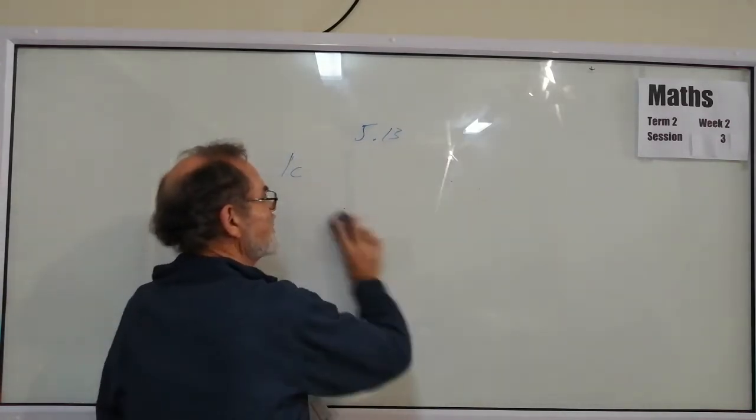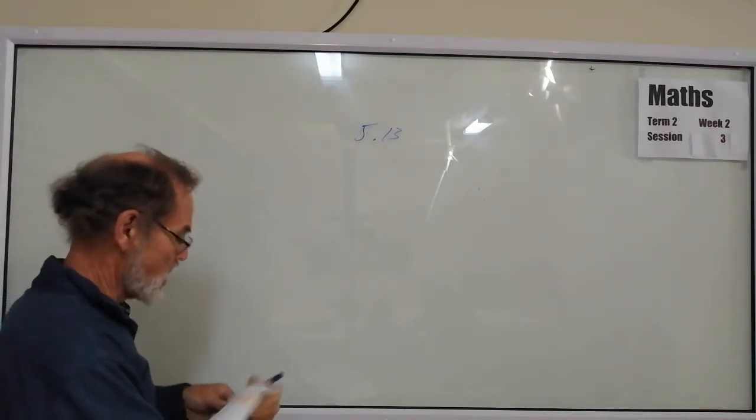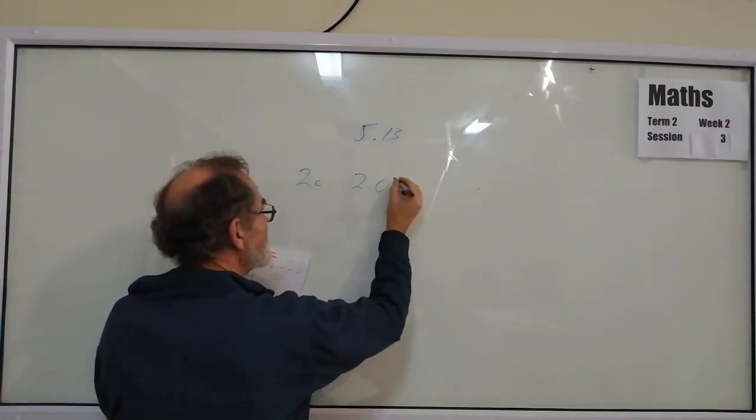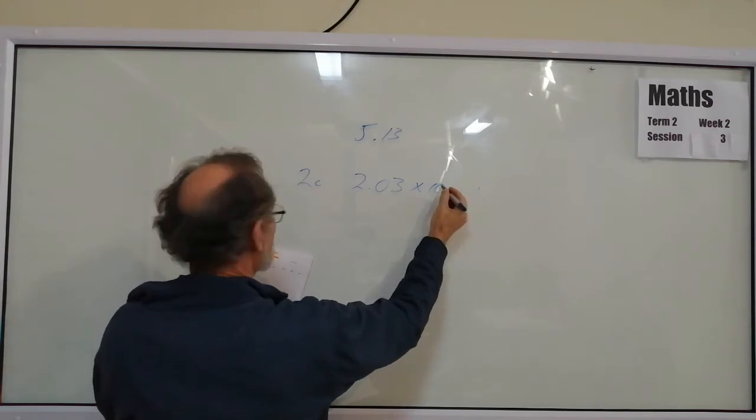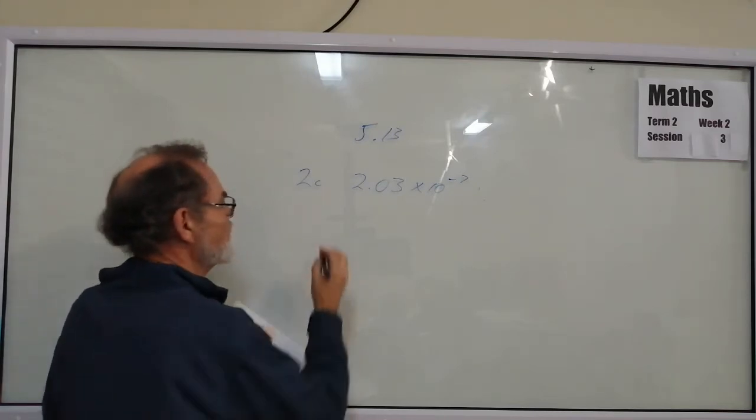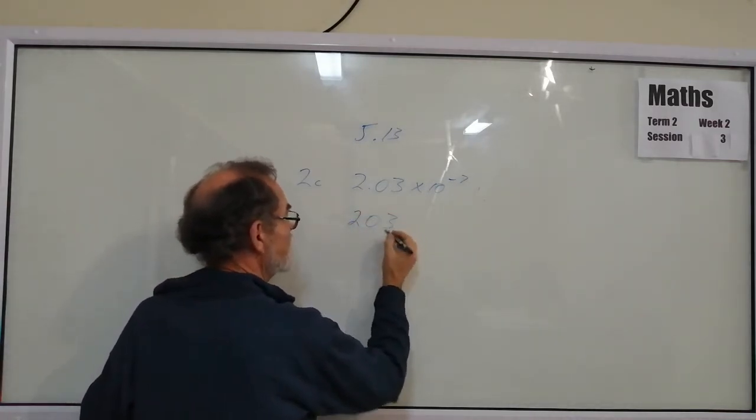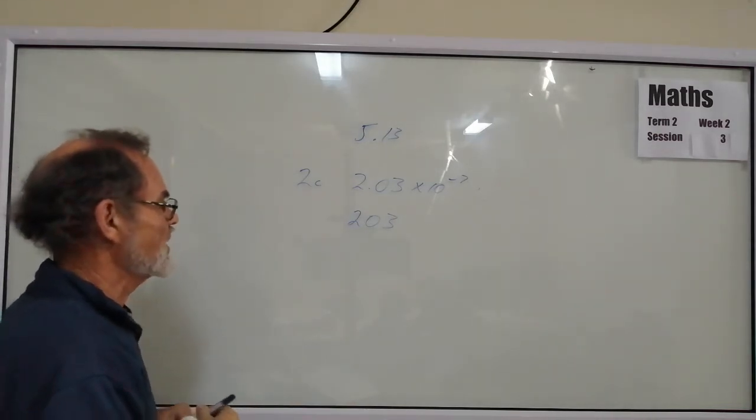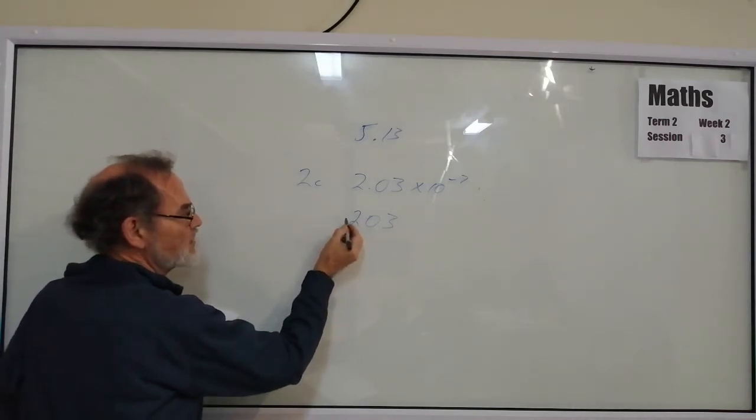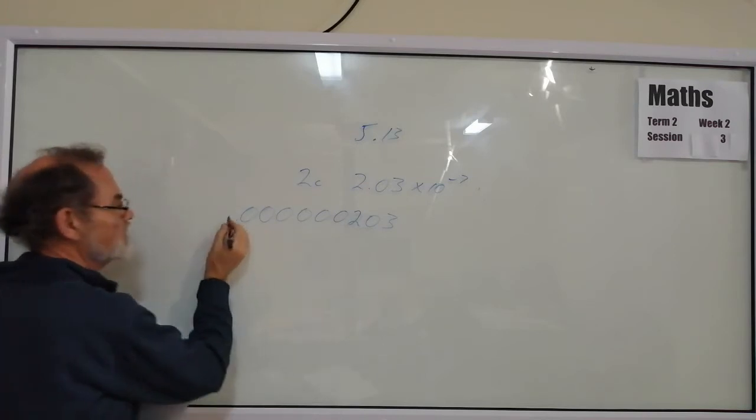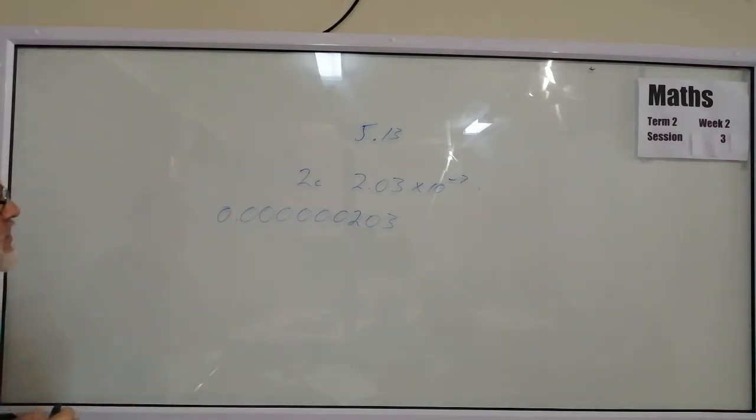Okay, right. Question 2C. Here we have 2.03 times 10 to the minus 7. And they want us to write it as a normal number. So we write 203. And we've got to go minus 7, so we've got to move our point to the left 7 times, and it starts here. Here we move it here, then we start to write zeros. So we say 1, 2, 3, 4, 5, 6, 7. And there's our point. And we can put this 0 here so we don't lose that.